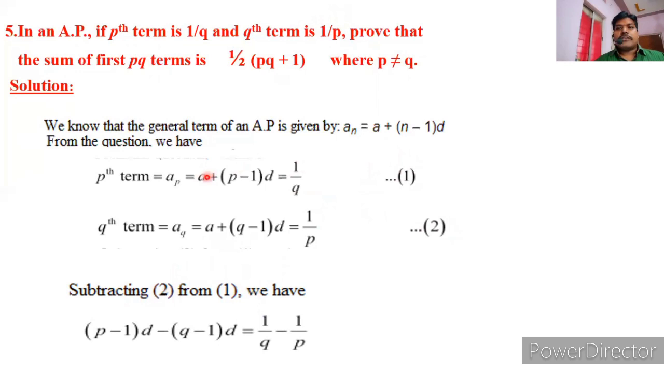So what happens? See this one. A minus a will be cancelled. A and a will be cancelled. What is the remaining value? P minus 1 into d minus q minus 1 into d, that is equal to 1 by q minus 1 by p.